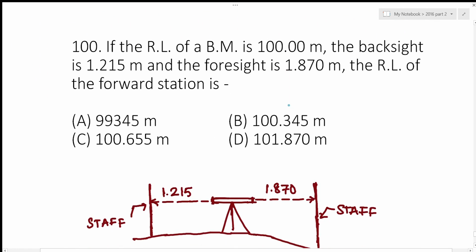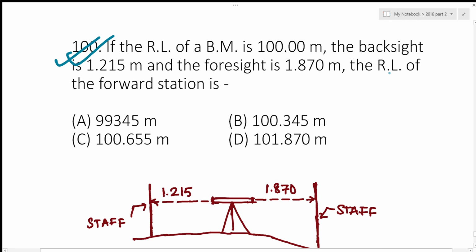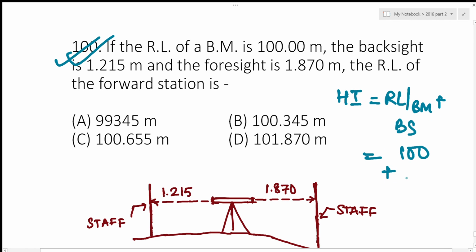Next question is, if RL of a benchmark is 100 meter, the backsight is 1.215 meter and the foresight is 1.87 meter, the RL of the forward station is. Now you know height of instrument is given by RL of benchmark plus the backsight reading. So the RL of benchmark is 100 and the backsight reading is 1.215. So you just need to add it, 100 and 1.215.